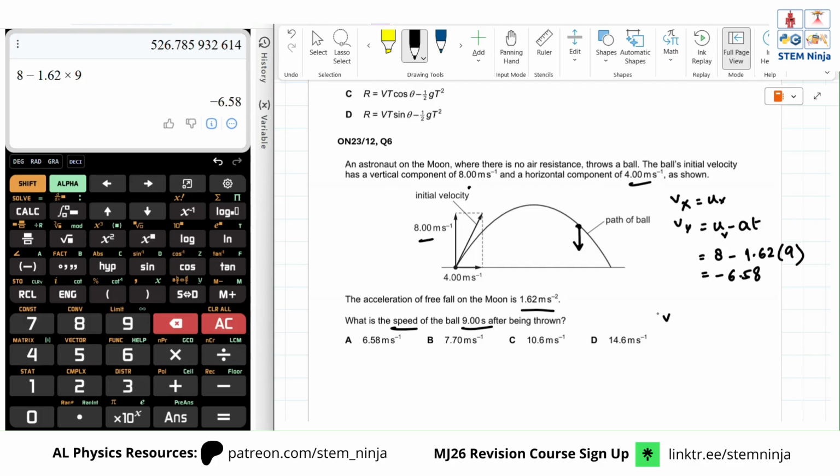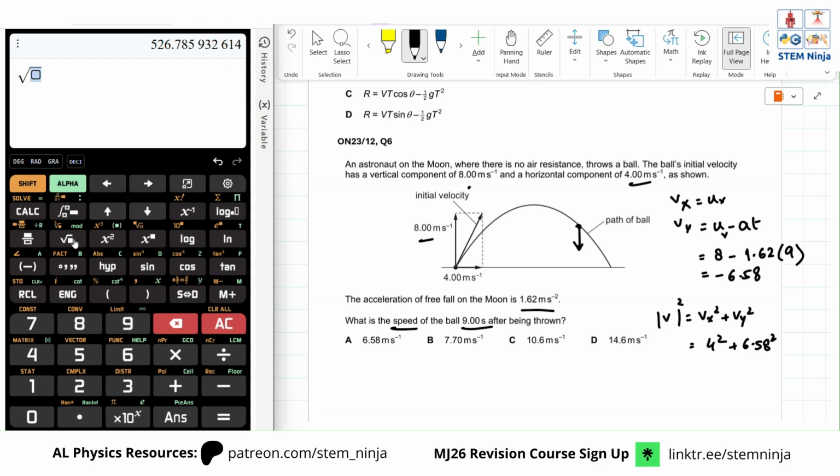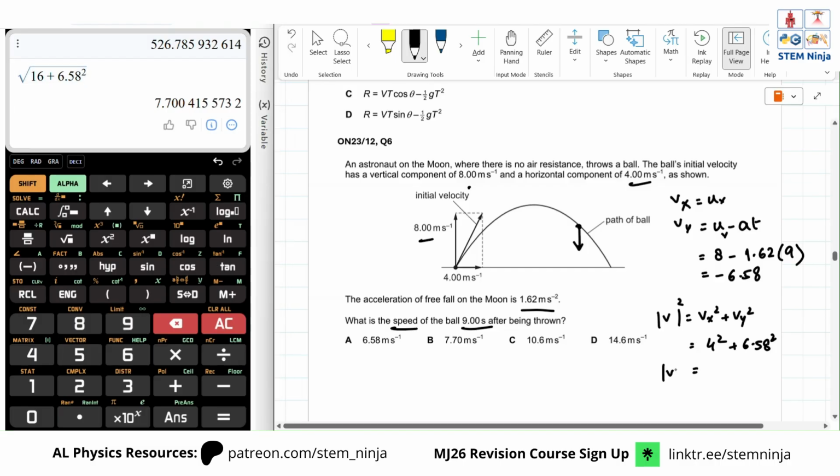So speed, the magnitude, would be the square root of Vx squared plus Vy squared. Vx was 4 squared, Vy is 6.58 squared. So square root of 16 plus 6.58 squared, this would be 7.7. This would be the correct answer.